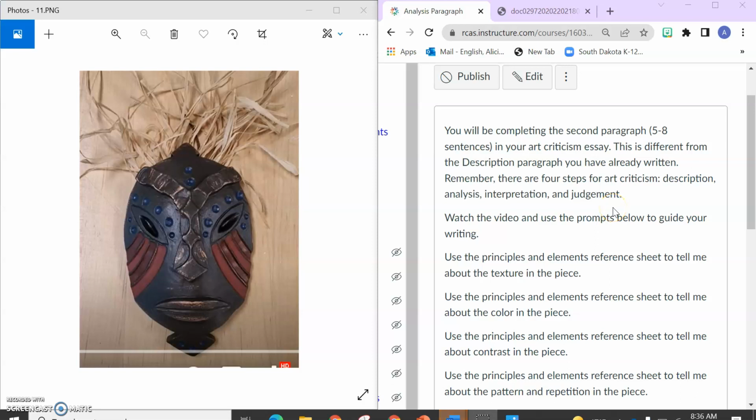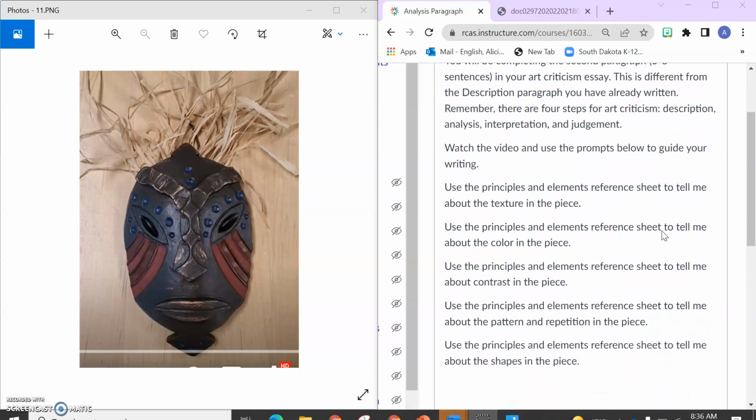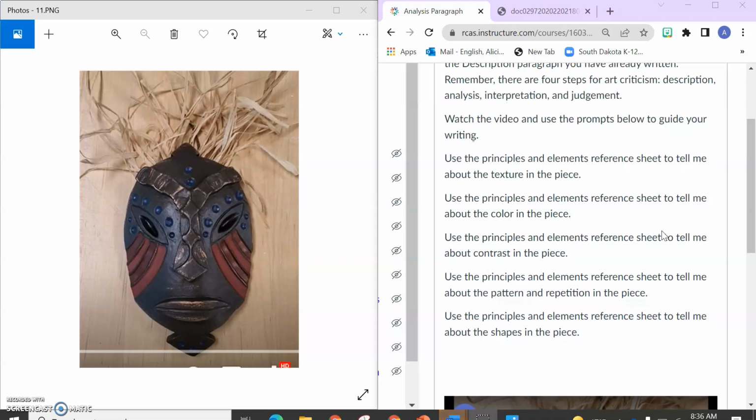Right, you guys are going to be writing an analysis paragraph today. It's different than the description paragraph that you guys wrote last week. Remember, there's 4 steps, 4 paragraphs. For art criticism, we have description, analysis, interpretation, and judgment.